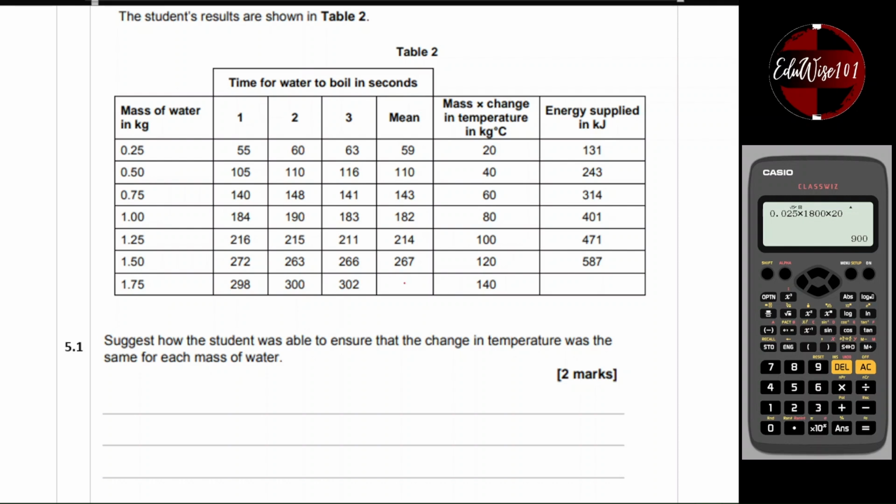There's a mean missing there, and the energy supplied is also missing. So when you look at the table, most probably you're going to have questions asking you to calculate the mean and the energy supplied in the follow-up question. So 5.1, suggest how the student was able to ensure that the change in temperature was the same for each mass of water. What they're asking, how can you make sure that you're heating the water for the same amount every single time?